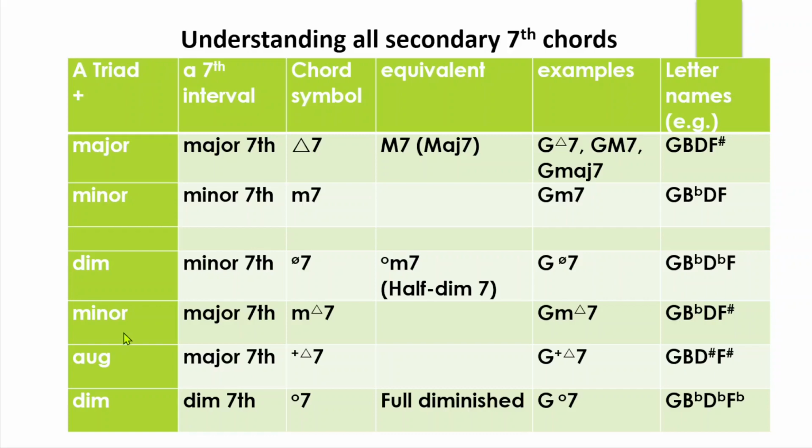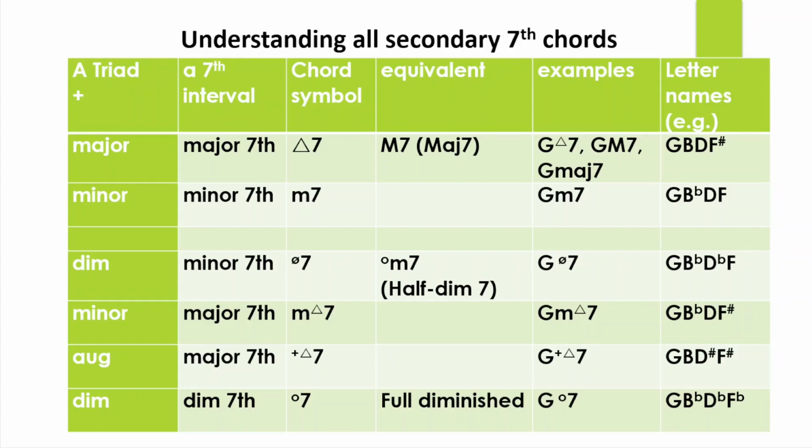The fourth type is minor major 7. It's a minor triad plus a major 7 interval. Example, G minor triangle 7 or G minor major 7. It spells as G B flat D F sharp.